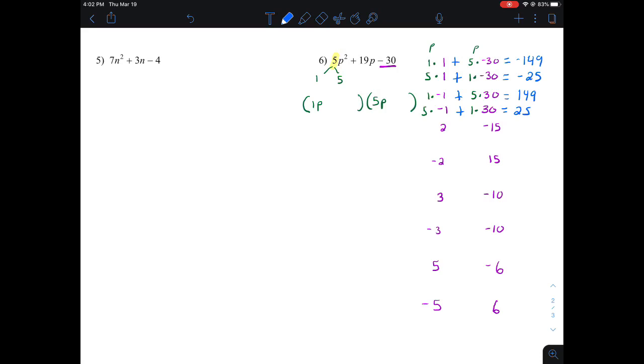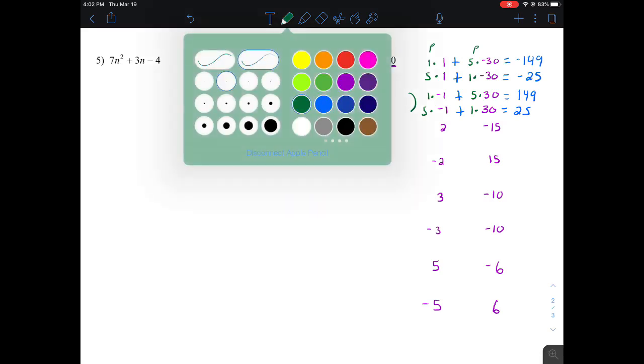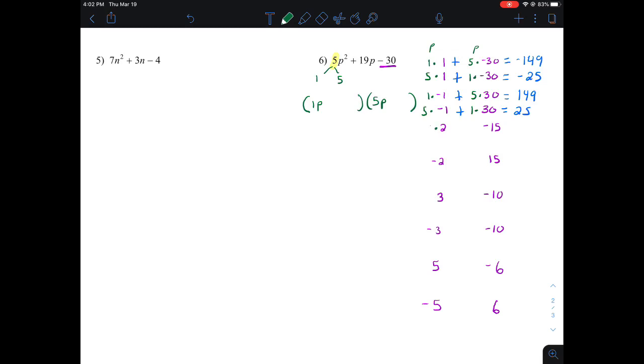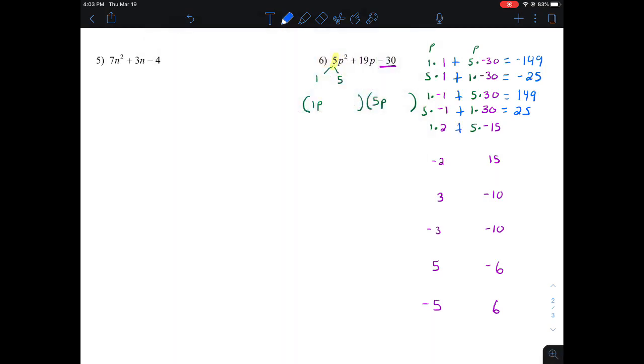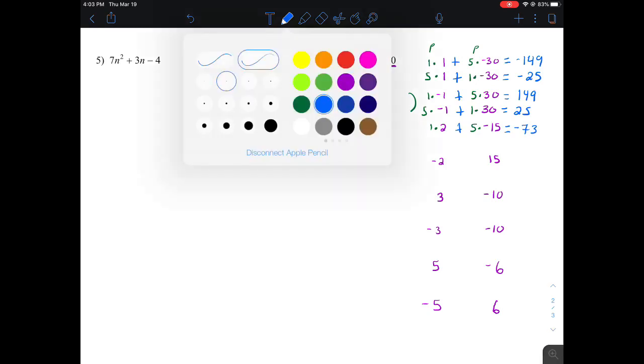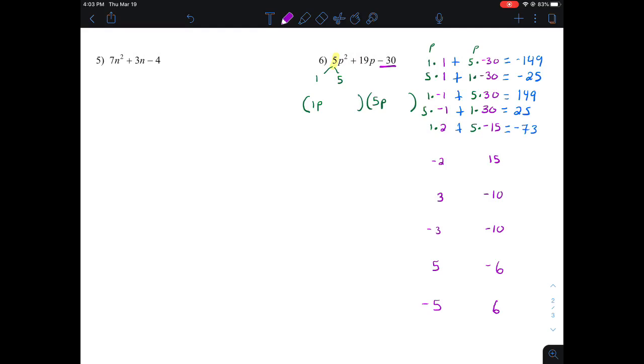All right, well, it takes us to 2 and 15. So let's start by multiplying the 2 by 1, 15 by 5, add them together, see what happens. Well, 2 times 1 is 2. 5 times negative 15 is negative 75. I add those together, I get negative 73. Nope, that's not it. Well, maybe I had the right numbers. I just multiplied the coefficients incorrectly. So I'll stick with negative 2 and negative 15.